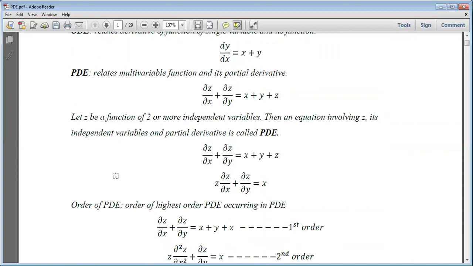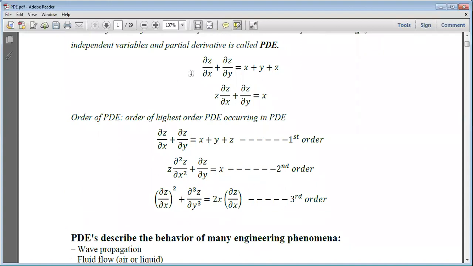So let z be a function of two or more independent variables. Then an equation involving z, its independent variables and the partial derivatives of z is called a partial differential equation. Examples are del z by del x plus del z by del y is equal to x plus y plus z, or z into del z by del x plus del z by del y is equal to x.